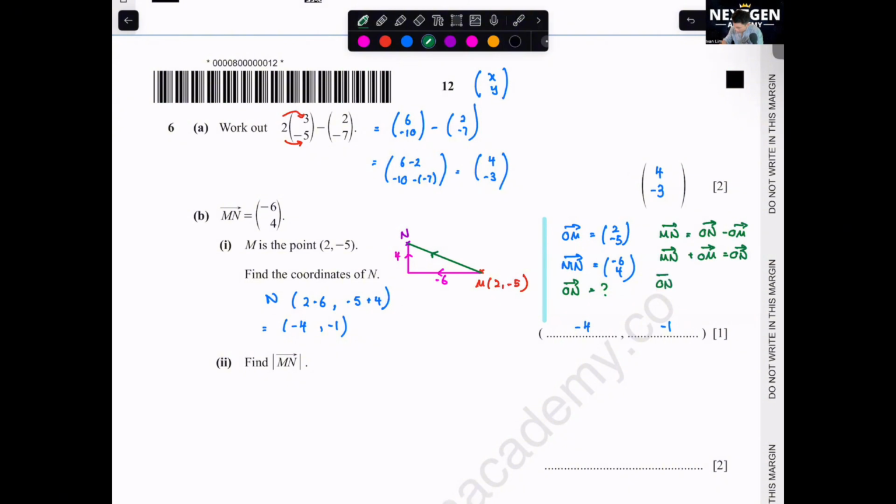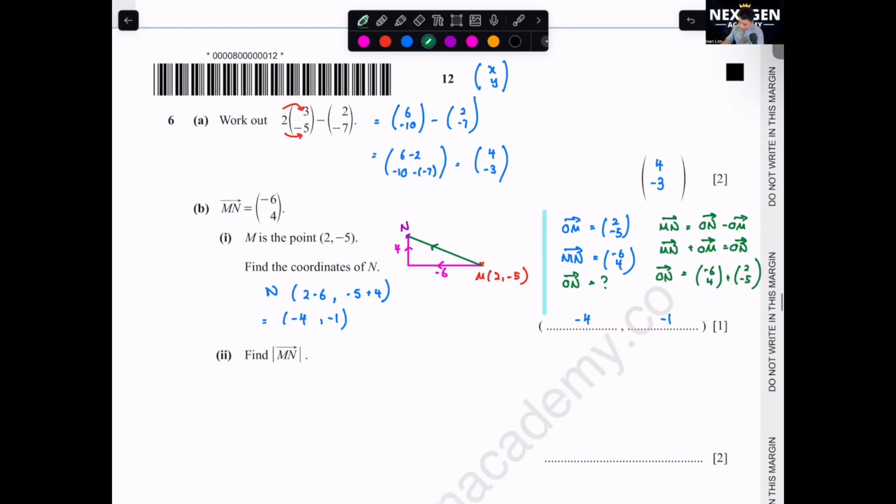Here ON will be equal to, okay, MN is what? Minus 6, 4 plus 2, negative 5. Okay, you don't have to write this so long. You'll get the same answer.